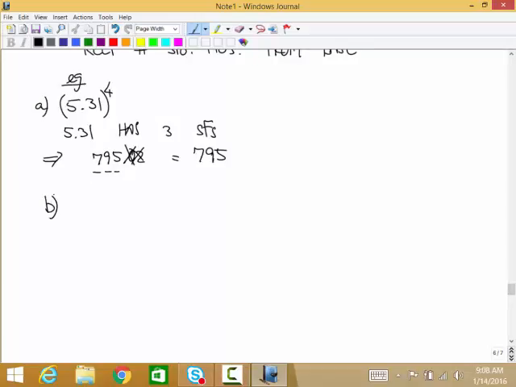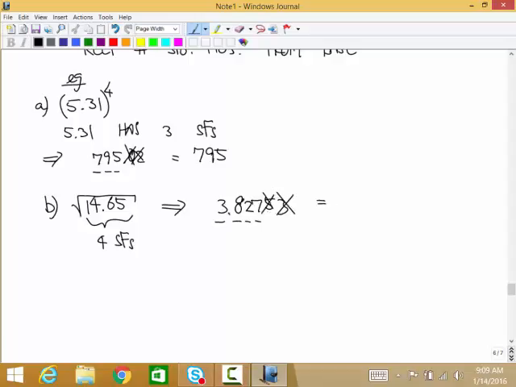So if you have the square root of 14.65, which has 4 significant figures, plug it into your calculator, you get 3.82753. Keep 4 of them: 1, 2, 3, 4. And this one, we round up. And so 3.828.